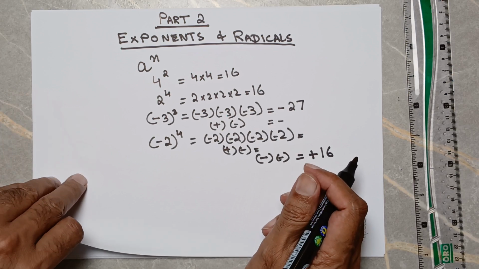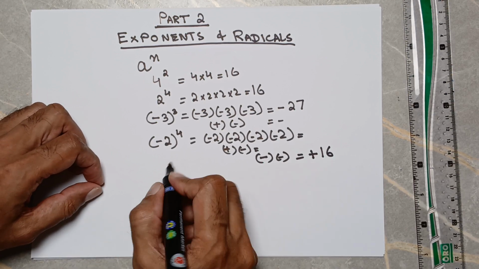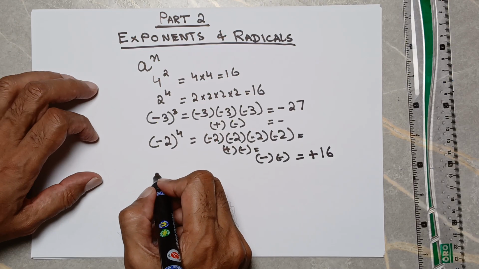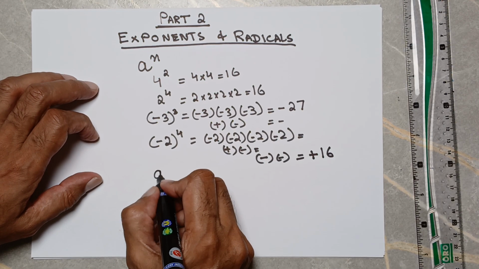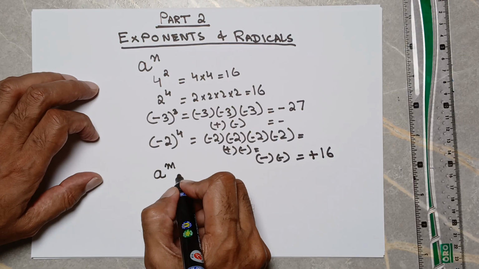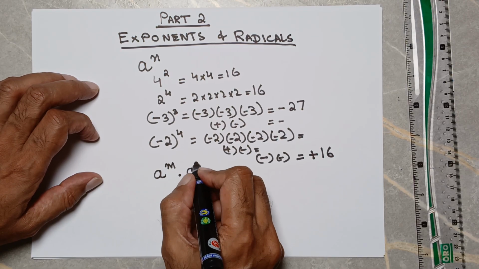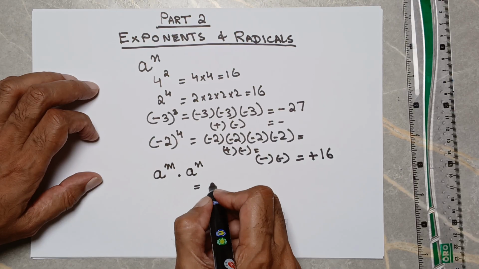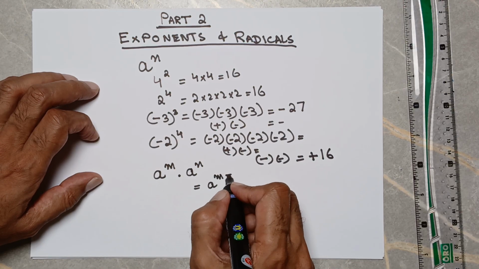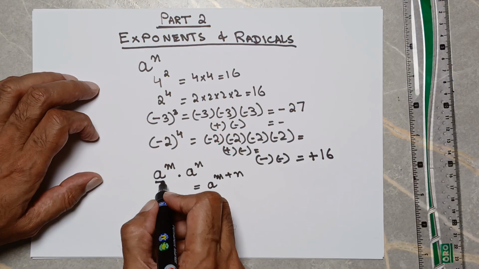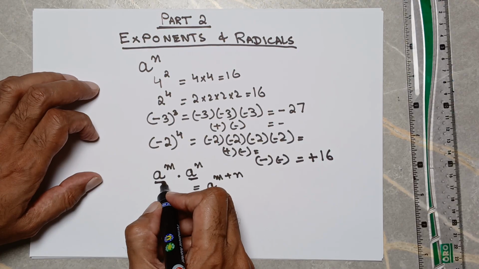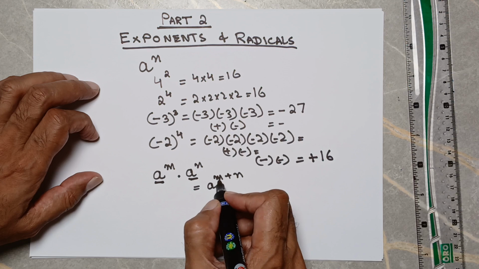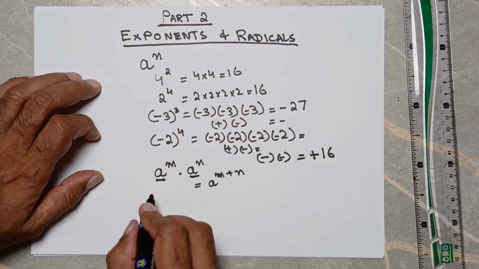Now we are going to focus on some questions. Let me write the rule, which is quite important for all of you: a raised to the power m, dot, a raised to the power n. Now the bases are the same, it means a raised to the power m plus n. Here it is a, here it is another a. That means a to the power m plus n. The powers are added.